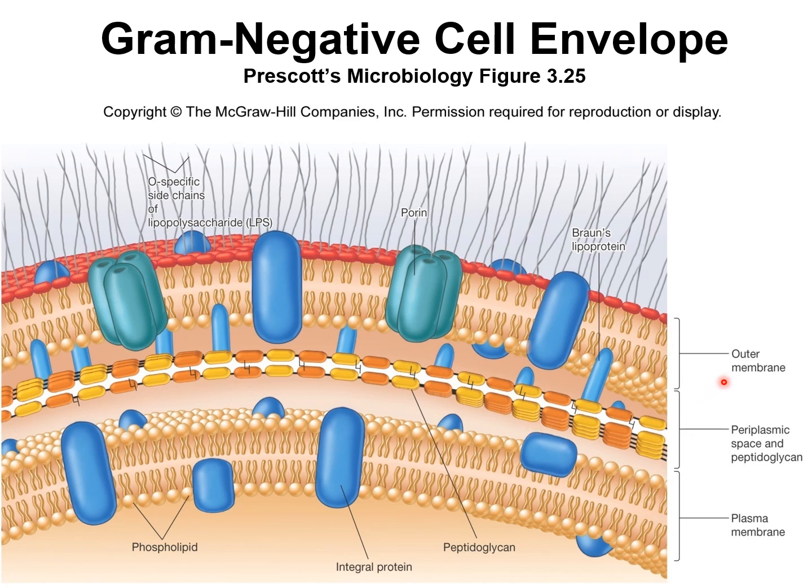Okay, so I would definitely be able to recognize if I show you a picture, being able to identify: is this a gram-positive bacterial cell wall or is it a gram-negative bacterial cell wall?